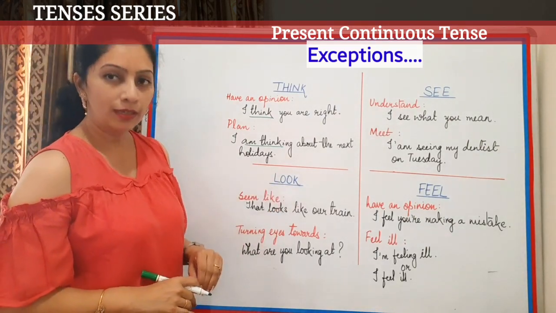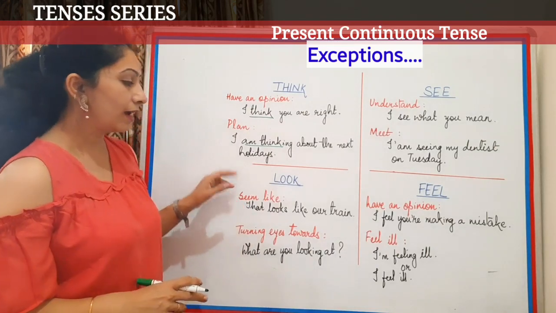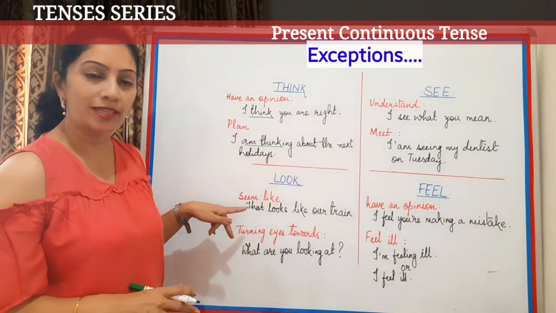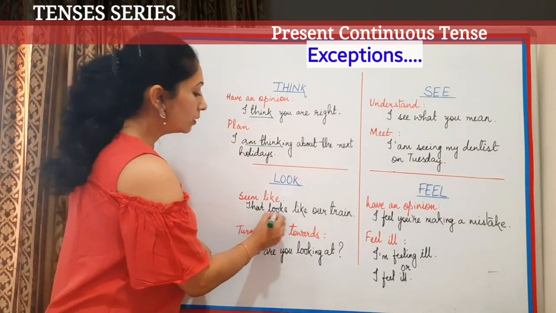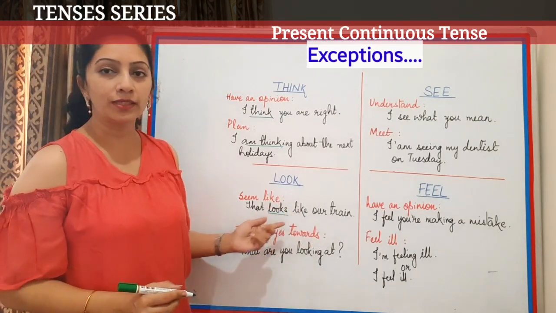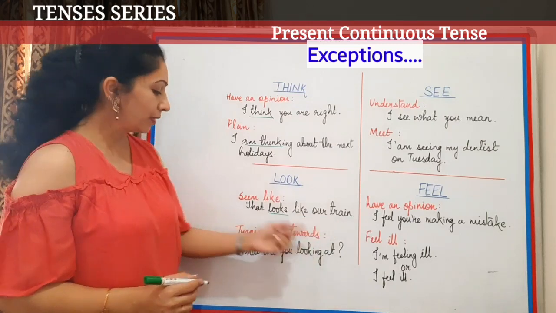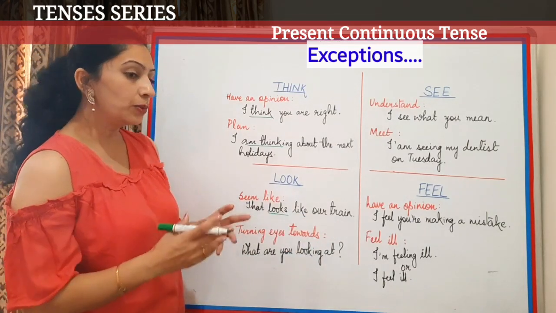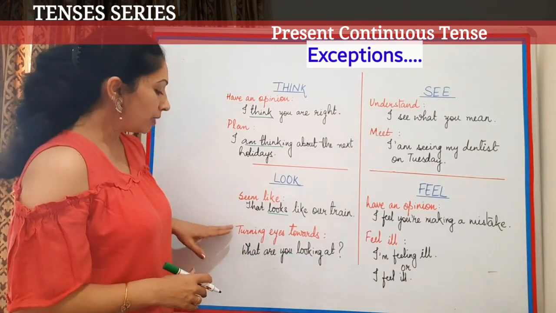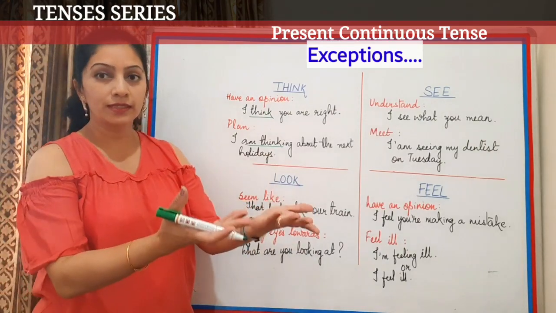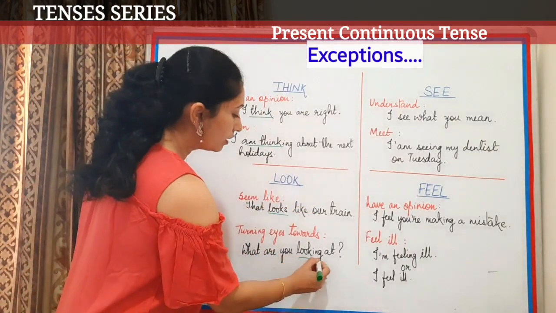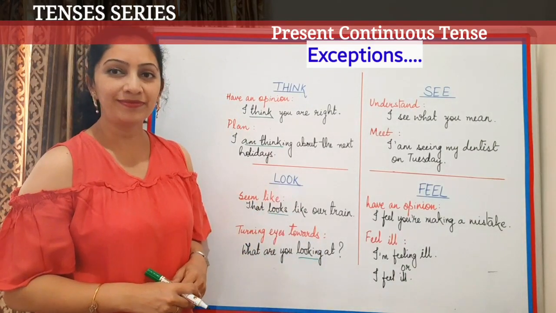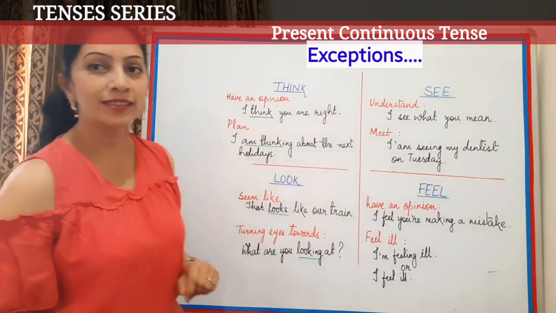Come to the verb look. Look has again 2 different meanings. One is seem like. That looks like our train. Now this is simple present here. But if I use this verb in the meaning of turning eyes towards somebody, then I can say, what are you looking at? Come to the third verb, see.